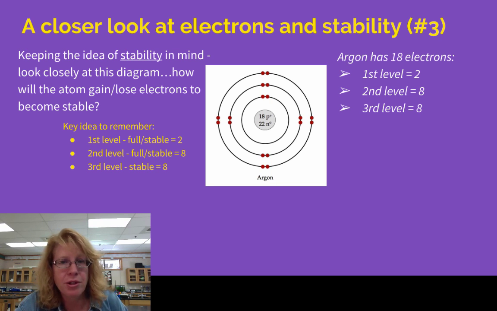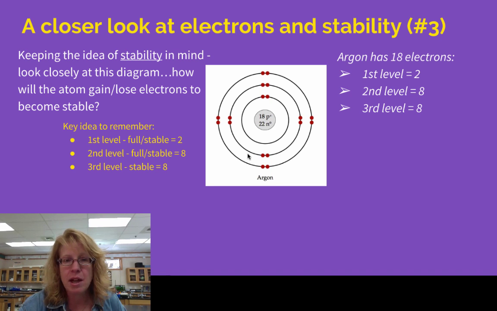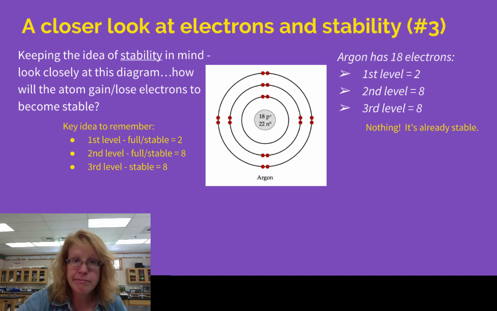All right. Third choice, number 3. Again, keep this idea of stability in mind. This is the element argon. Argon has 18 protons. It's over on the right side of the periodic table if you're looking for it. And take a close look at its electron shells. In its first shell, it's got 2. In its second shell, it's a little different diagram, but it's got a total of 8. So that's stable. And in the third shell, it has a total of 8. So what's this atom going to do? Nothing.